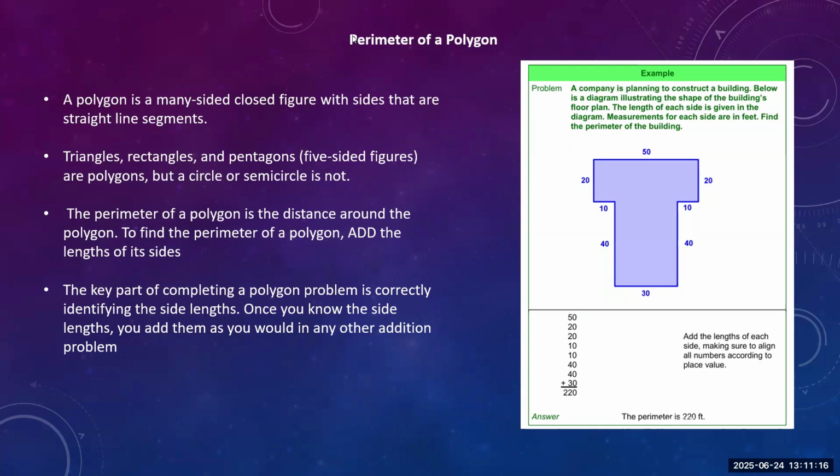Poly means multiple. If there are multiple sides, it's called a polygon. A structure which has got multiple sides is called a polygon. It is not a circle, that is all. Any figure other than a circle is a polygon. Triangle, rectangle, pentagon, five sides is called a pentagon.